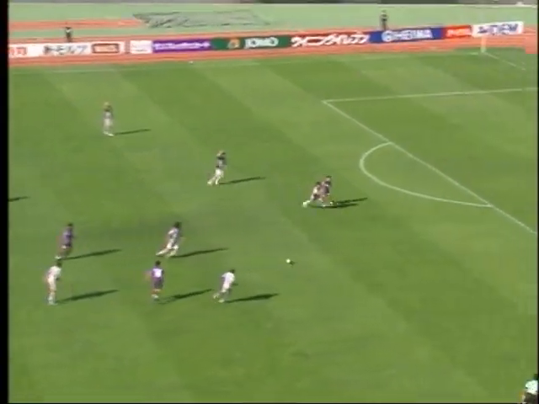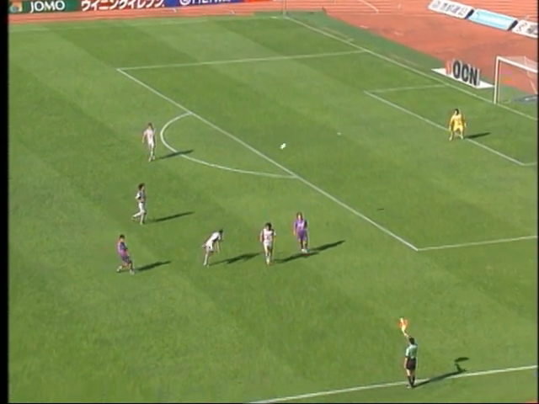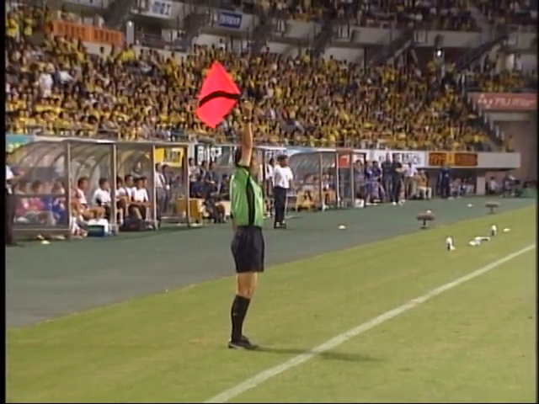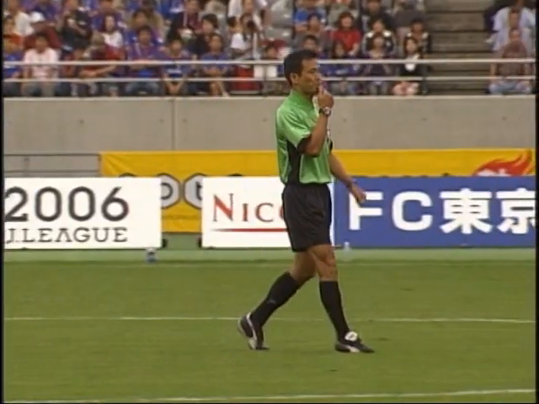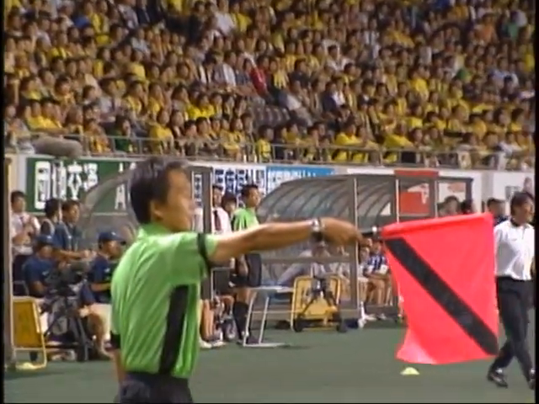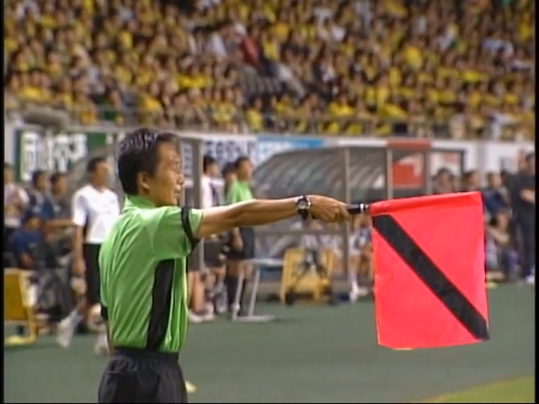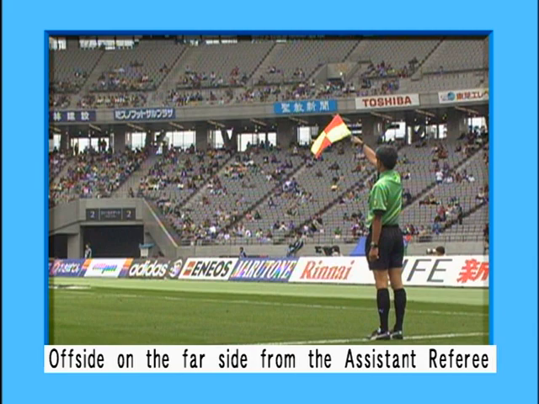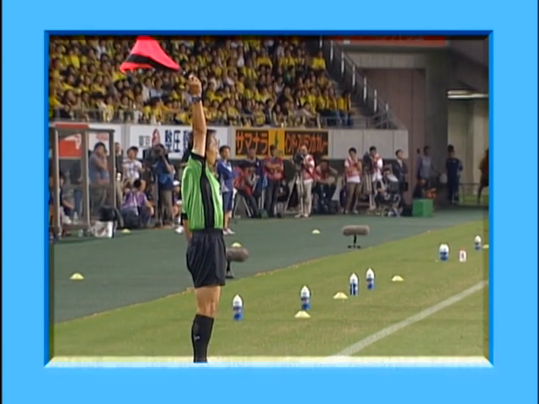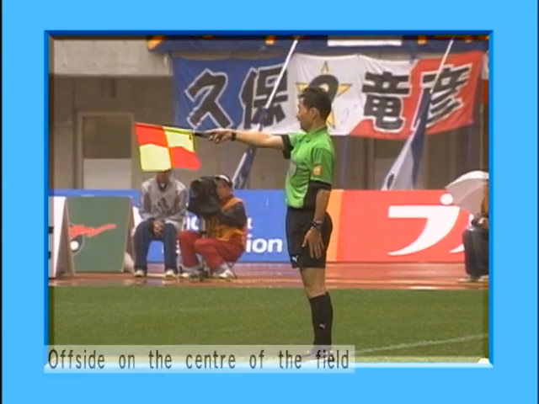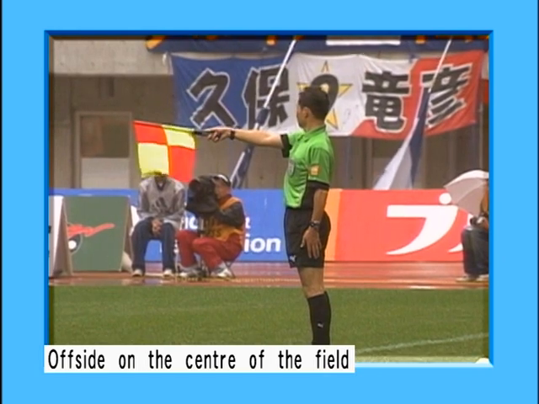When the assistant referee deems that the player has committed an offside offense, he then raises his flag straight up with his right hand to signal an offside offense. After the referee blows his whistle for the offside offense, the assistant referee lowers his flag and indicates the place of the offside offense. For an offside on the far side of the field, the assistant referee points his flag upward at an angle. For an offside on the near side of the field, the assistant referee points his flag downward at an angle. For an offside in the center of the field, the assistant referee points his flag to the side so it is level to the ground.